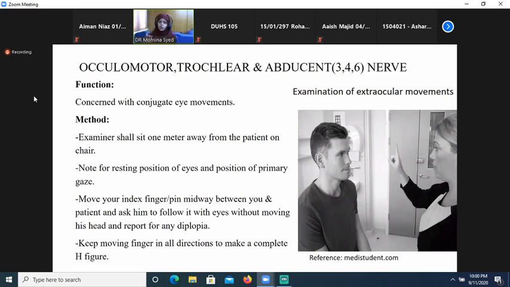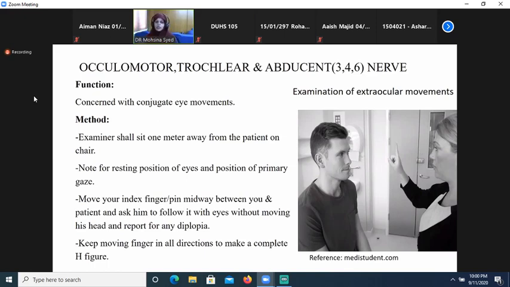First, you just show the patient your finger and ask them to focus on the finger and note the resting position of the eyes and position of the primary gaze. You look for any eye deviation or restriction of eye movements or any nystagmus. And also you look for any drooping of the eye, like ptosis.